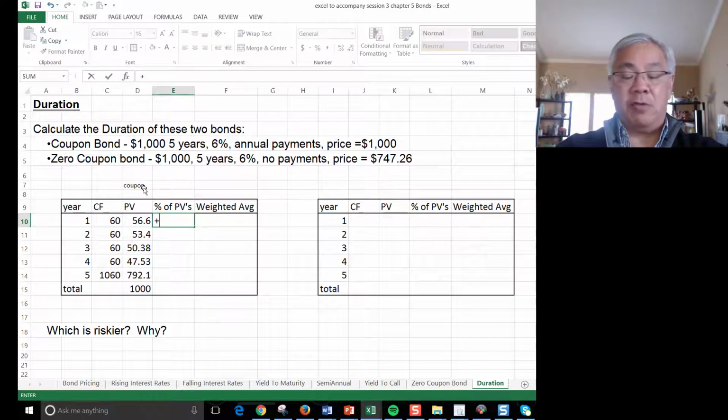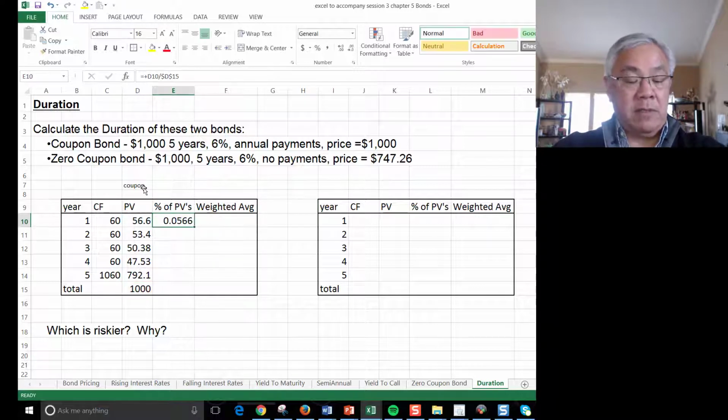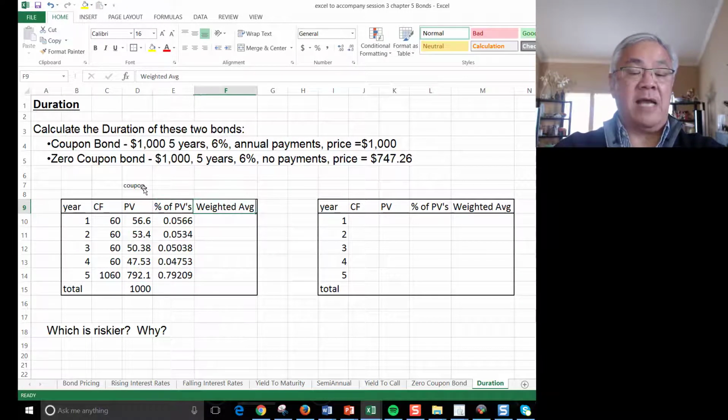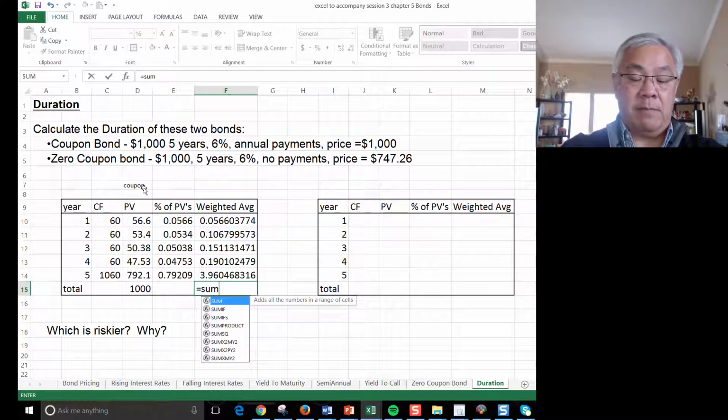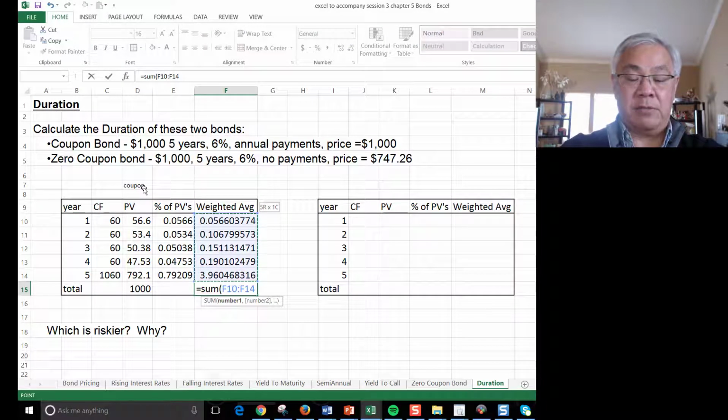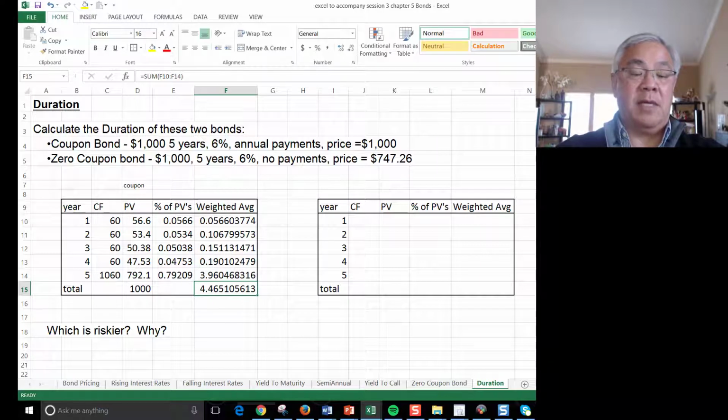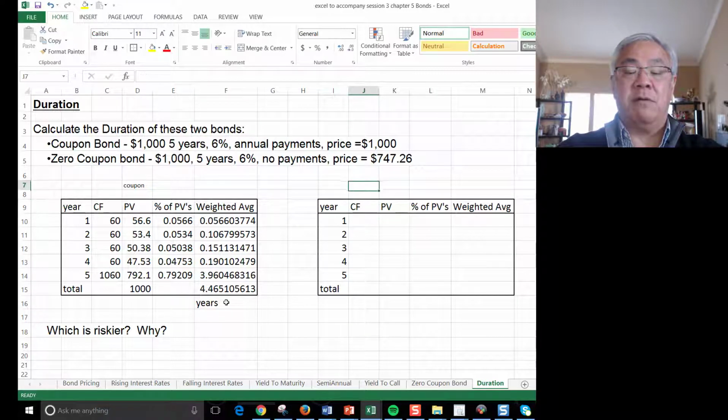the face. Now the tricky part, or the duration part: you take the present value of each of these and divide it by the total. We copy that all the way down, and we use that as a factor to weight. Year 1 times that factor, and we do the same all the way down. Then we sum it, equals sum, open parens, shade it, enter. The duration is this many years. So that's in years, 4.465 years.